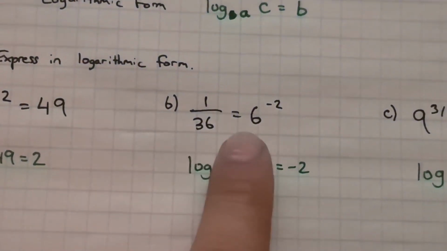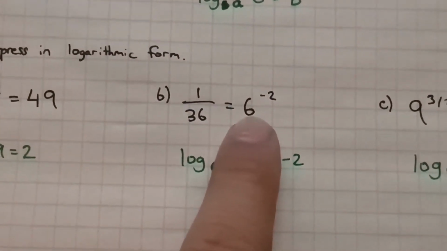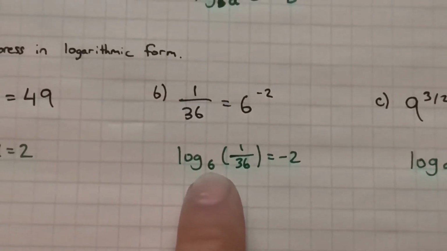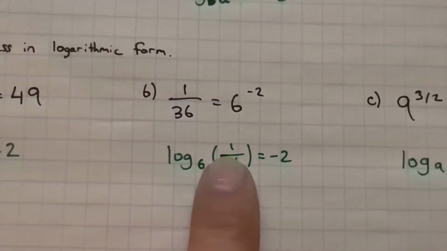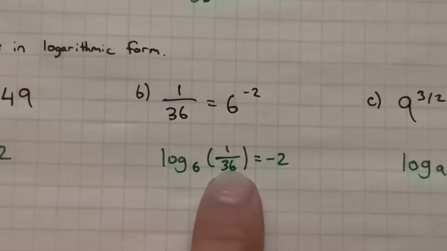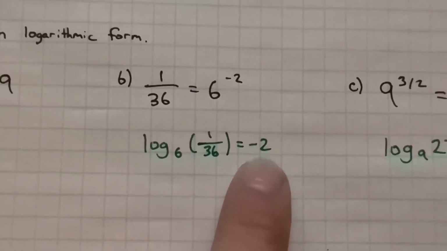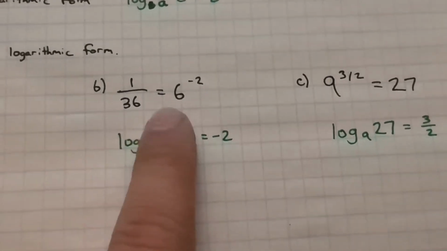1 over 36 equals 6 to the negative 2. Same thing. Take the base of your exponential. That's going to be the base of our logarithm. What is this exponential equal to? That is the argument of our log. What's our exponent? We get negative 2. And this would be an equivalent form of this one here.